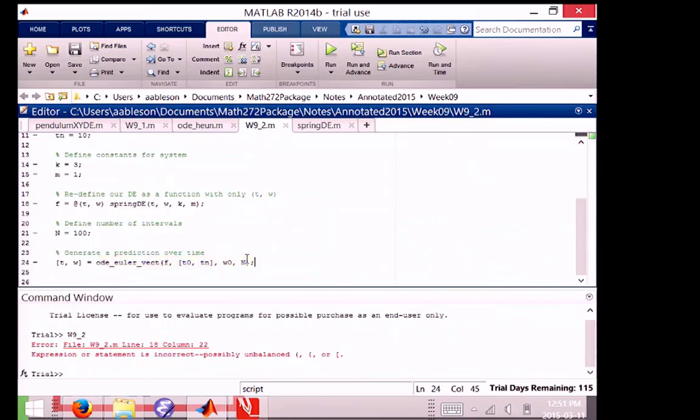So with all that information, I know where I'm starting. I know the rule for updating. I should be able to simulate for the time span that's given there.